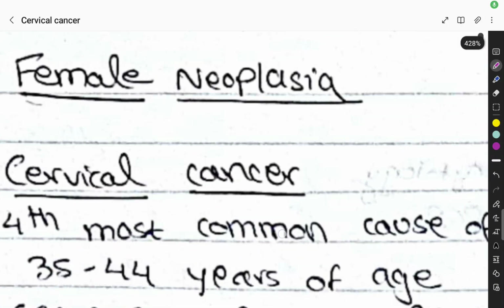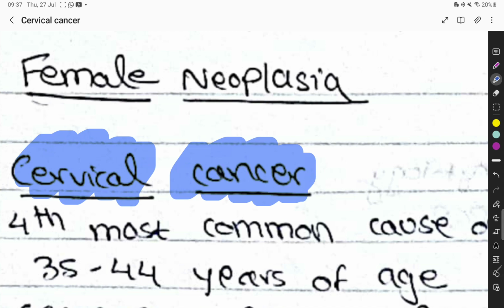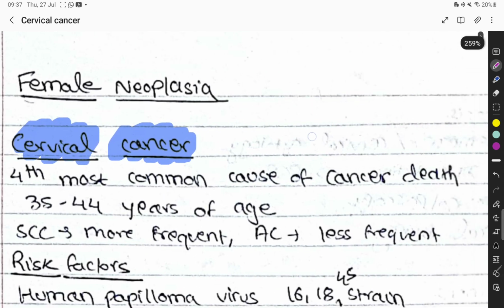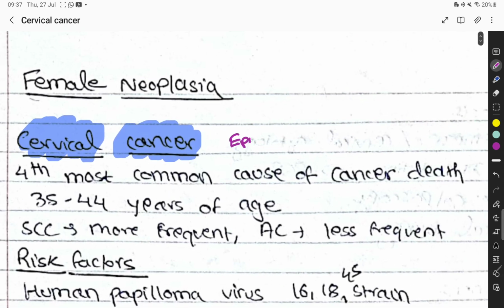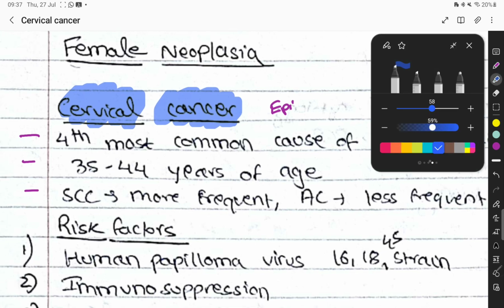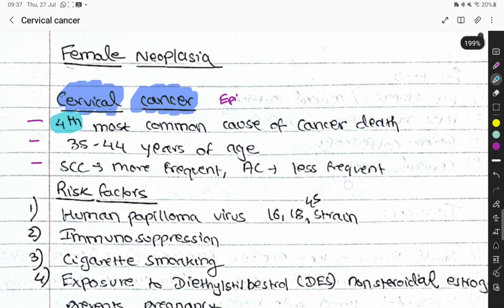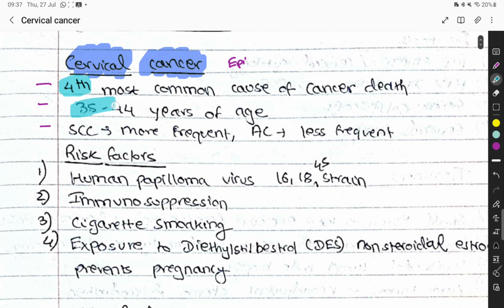So today we'll do cervical cancer, and this is for epidemiology. Cervical cancer is the fourth most common cause of cancer death between ages 35 to 44 years of age.